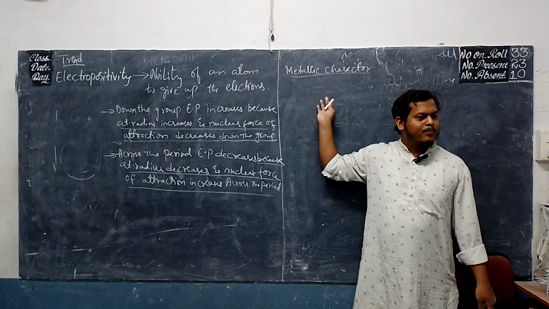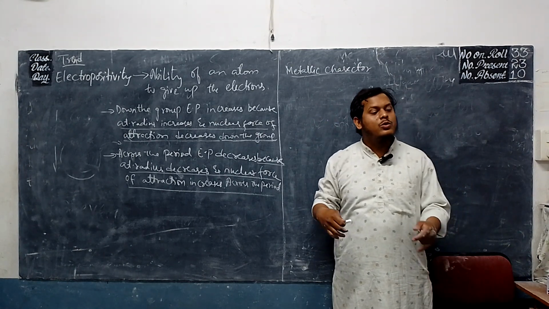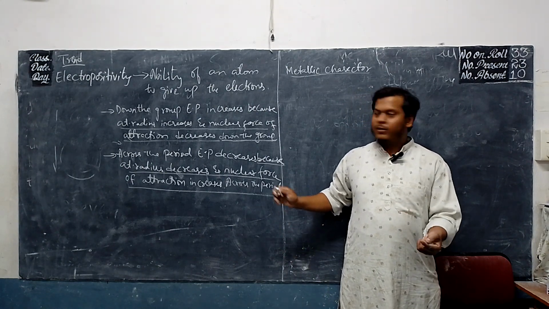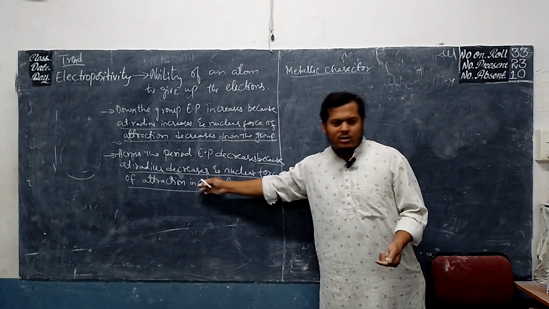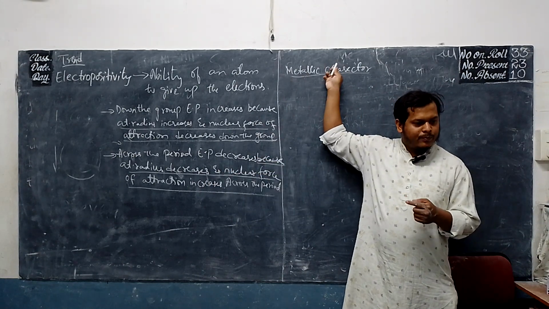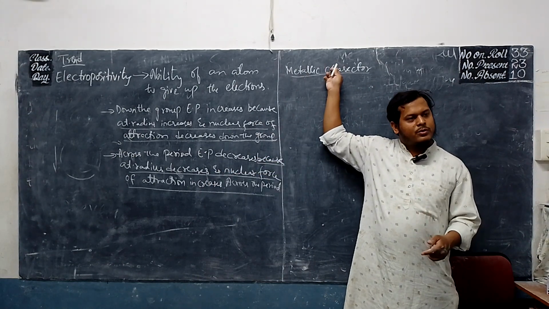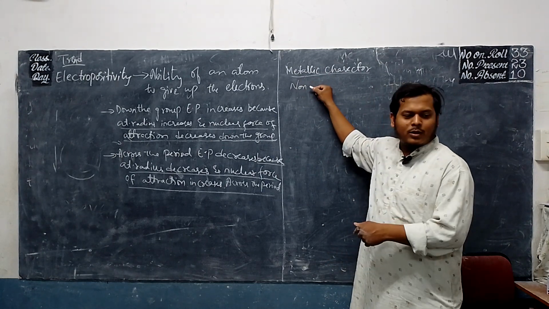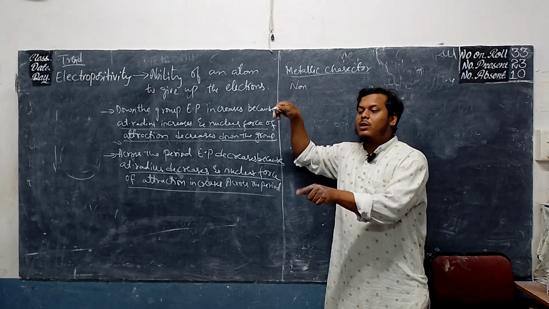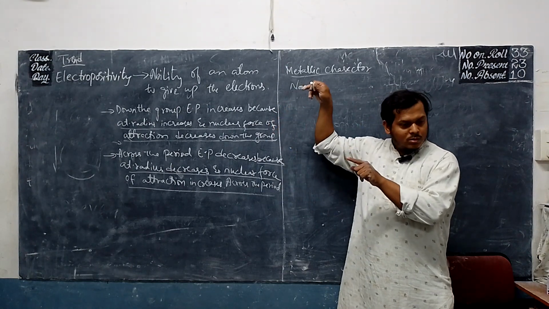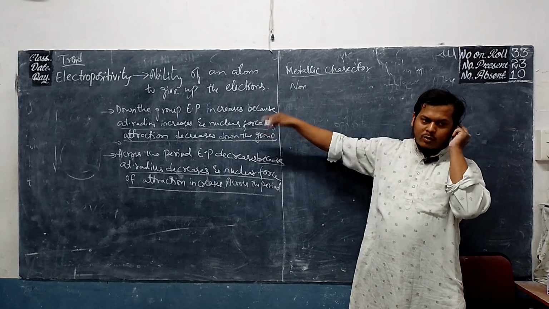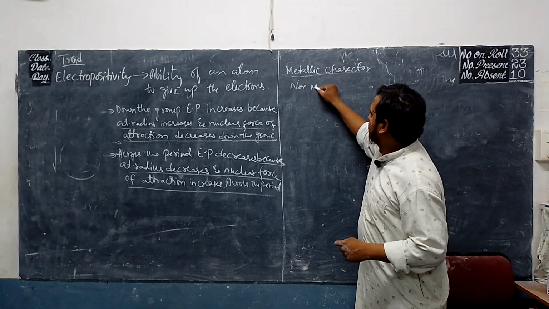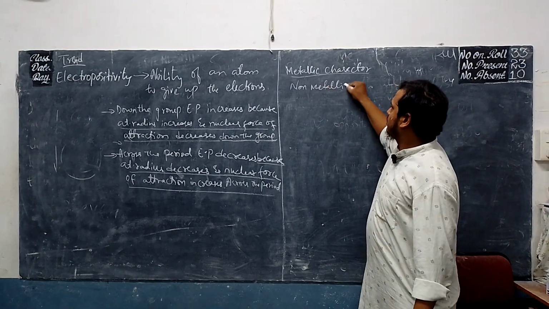Let's see, metals are ready to lose the electrons. Means what? Metals are electropositive. Then non-metallic character, non-metals are electronegative. The trend that we have written for electronegative, you can copy the same trend in the non-metallic character. Okay with this one?